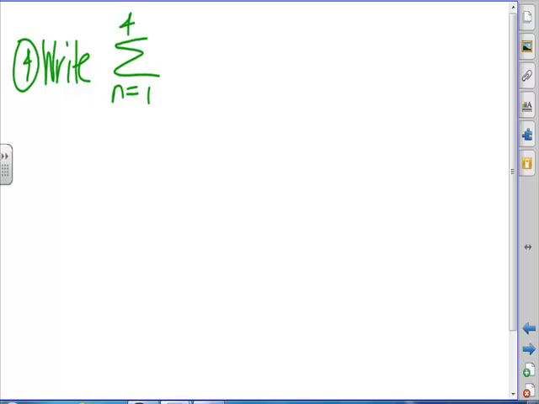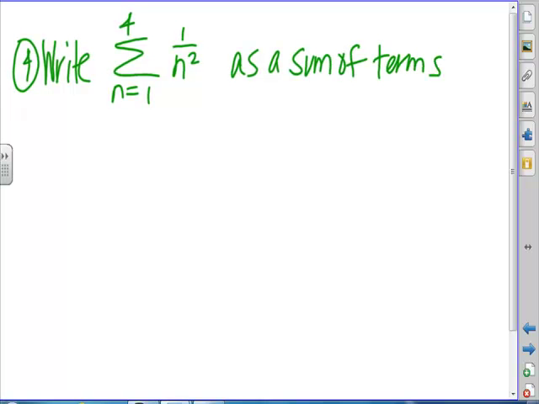Okay, another one. Say I was asked to write the summation n equals 1 to 4 of 1 over n squared as a sum of terms and find the sum.